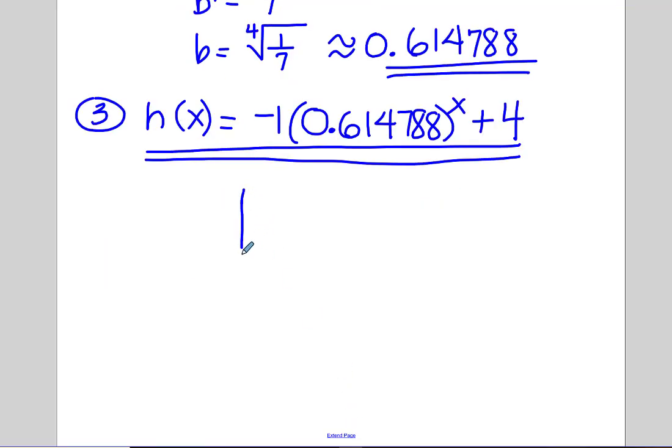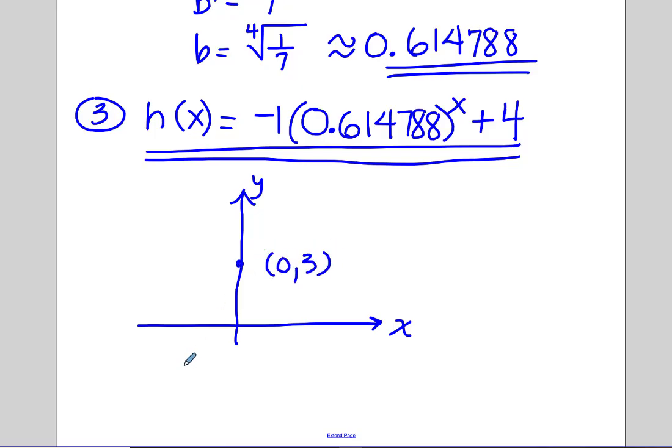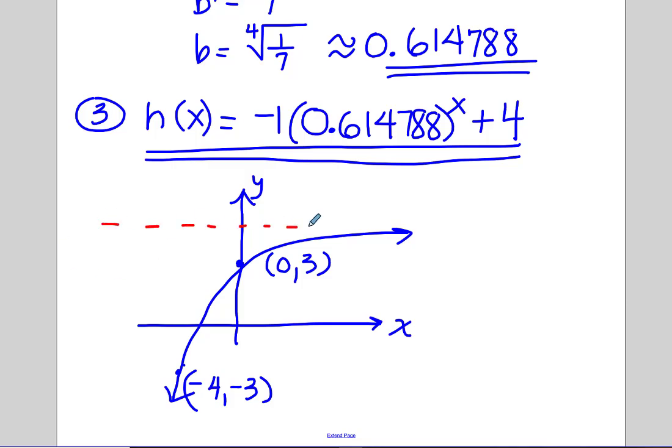And if you graphed that on your calculator, you can check while I draw a picture. We should be able to see (0, 3) on the graph and (-4, -3) on that graph. It should be an increasing graph and have an asymptote at y equals 4. So this equation should match up with the calculator.